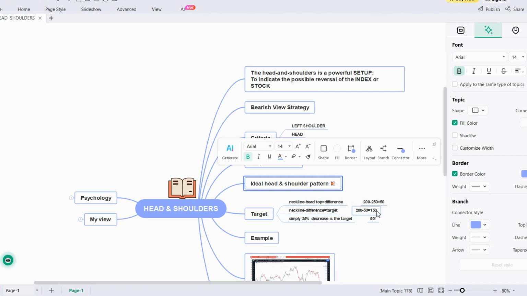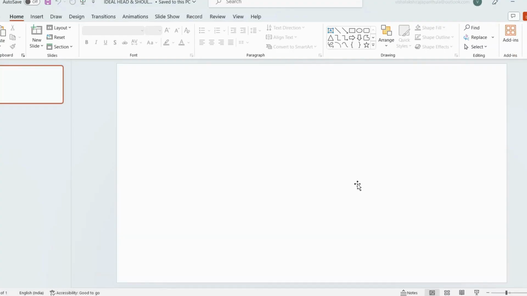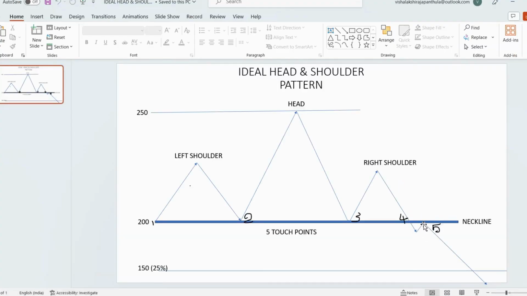That means when this bearish strategy breaks from this neckline area, when you enter at this point, you have to wait to take your profits at 150, which is the 25% decline from the neckline. From the neckline, it should decline 25% as per the strategy. As per the strategy, you should wait for a decline of 25% from the neckline.